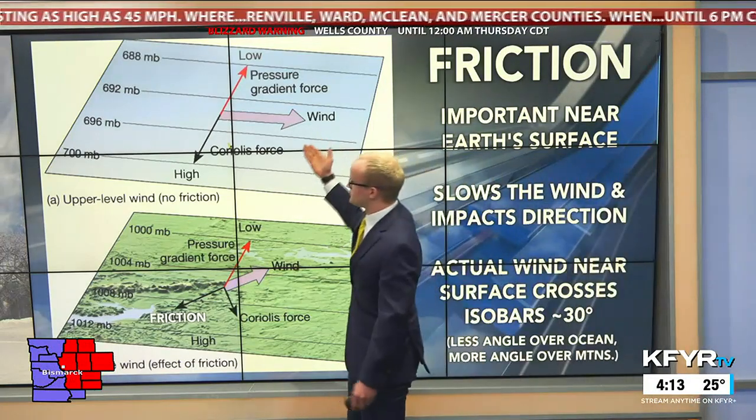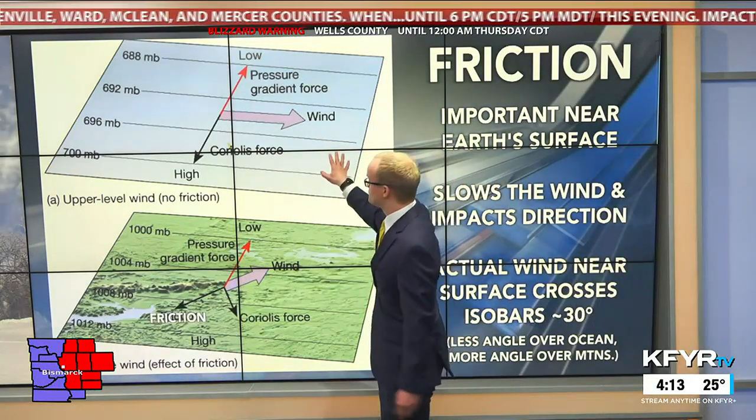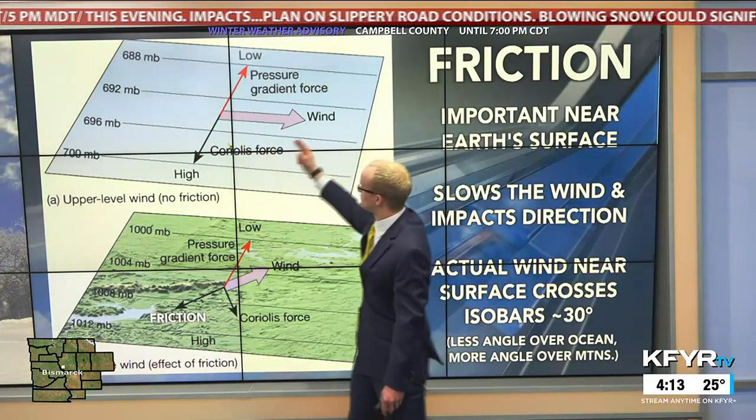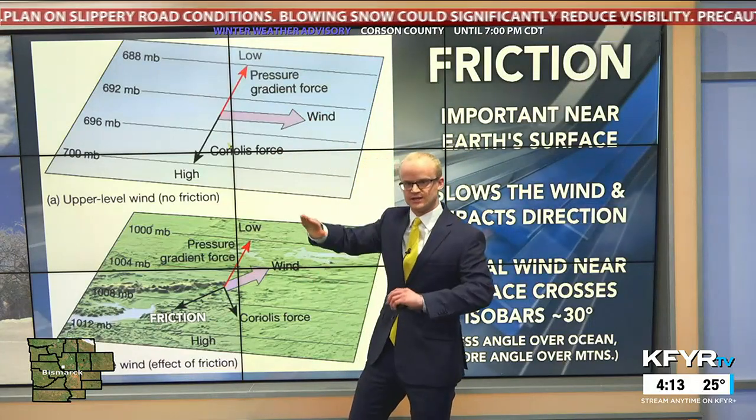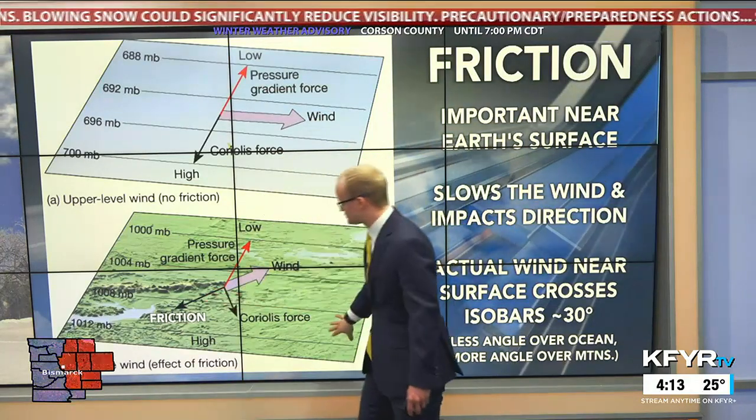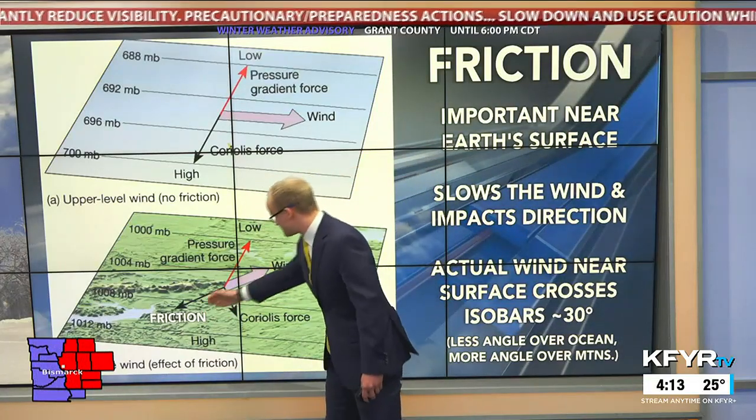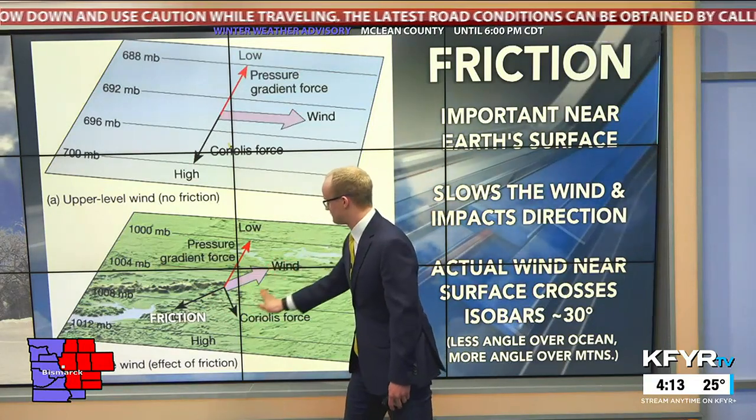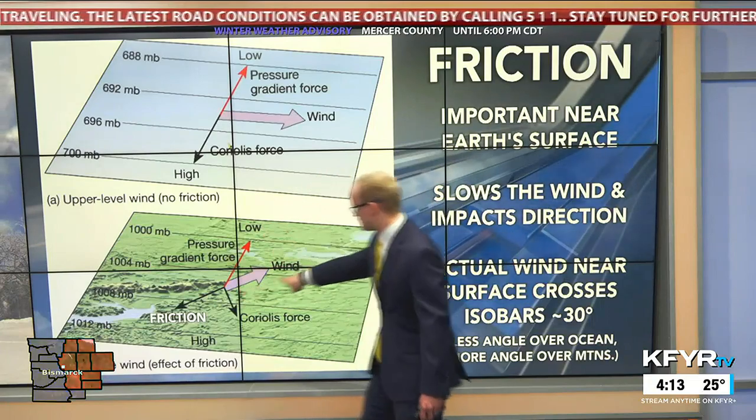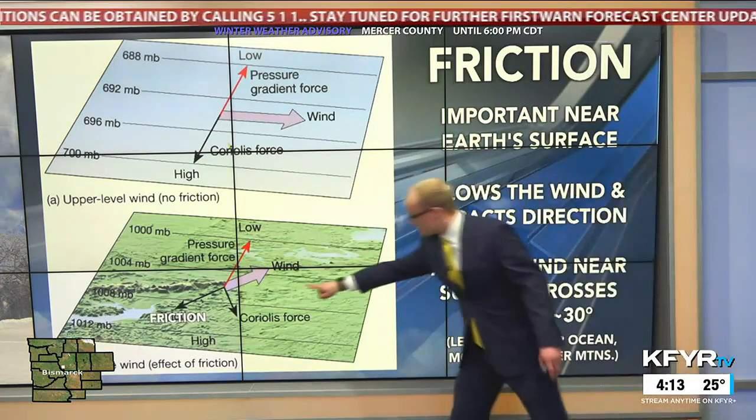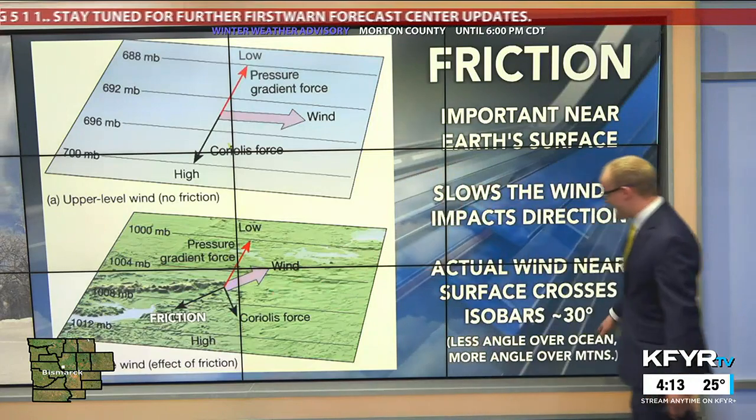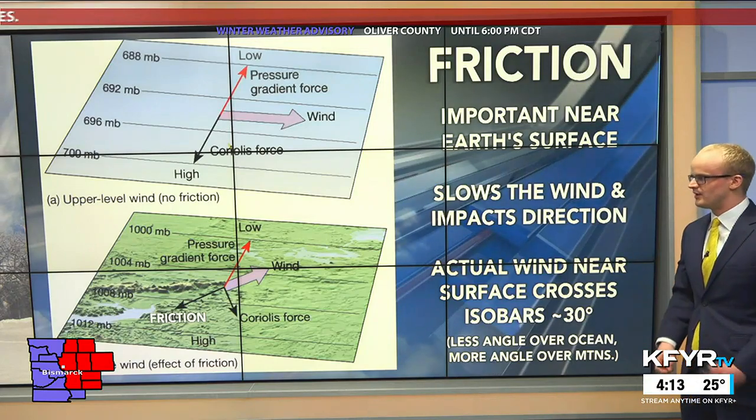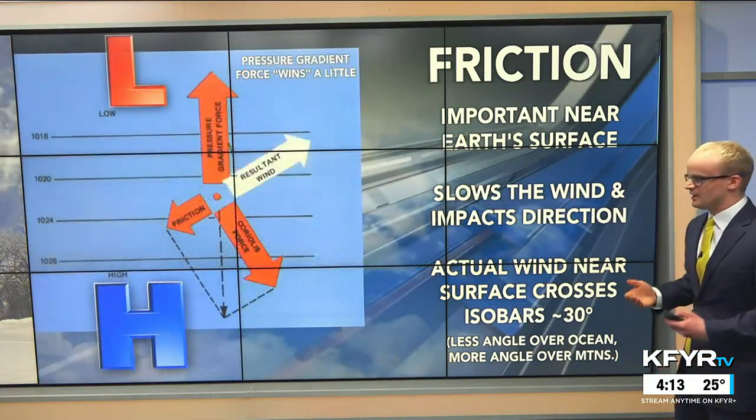So if we're in the upper levels of the atmosphere, that diagram I showed you on the previous slide works perfectly, with the wind flowing directly parallel to our lines of equal pressure, our isobars, with the Coriolis force and the pressure gradient force directly opposite of each other. However, once we're closer to the surface, friction acts opposite of the wind direction and veers our wind a little bit closer towards the pressure gradient force, a little bit closer to the area of low pressure. So therefore, we have the wind crossing these lines of equal pressure at an angle, and it's about 30 degrees. It's less of an angle over the oceans where there's less friction, more of an angle over mountains and land where there's more friction for the air to encounter.